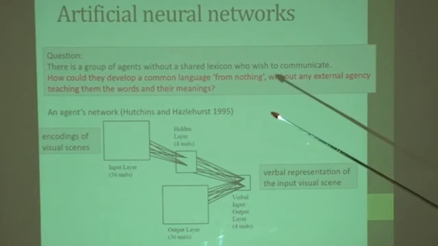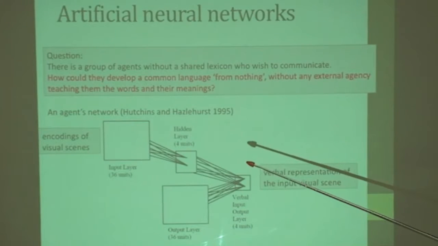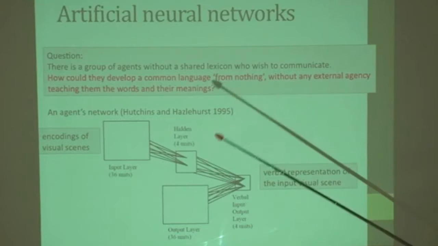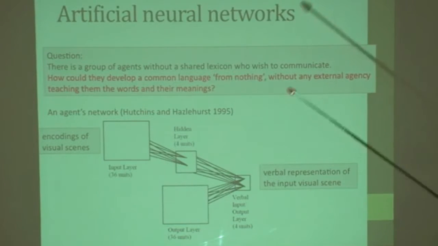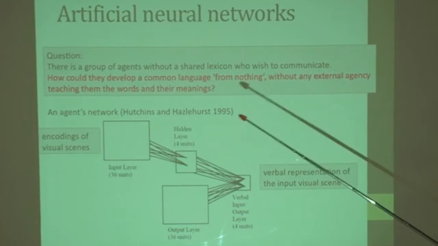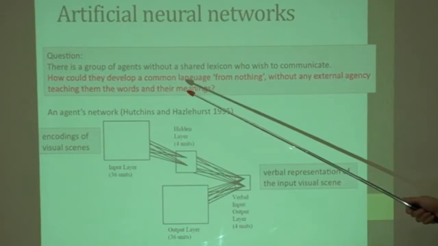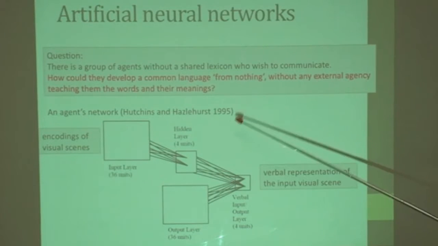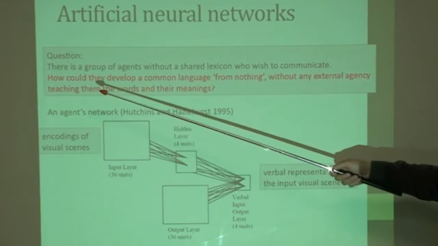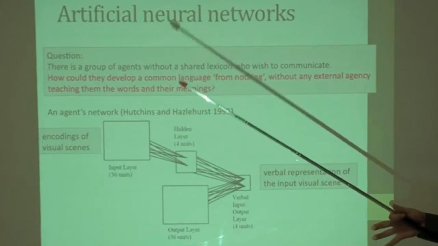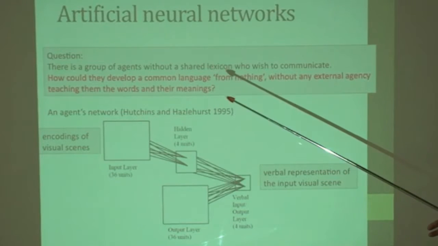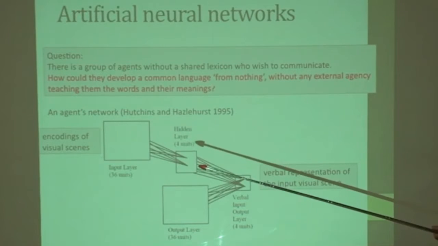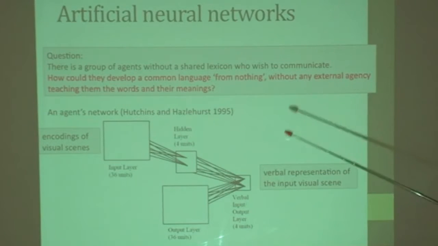And here we'd like to introduce another interesting application of the artificial neural network in social simulation. And here is our research question. First, there is a group of agents without a shared lexicon who wish to communicate. How do these kinds of agents develop a common language from nothing, without any external agency teaching them the words or their meanings? This is our research question.